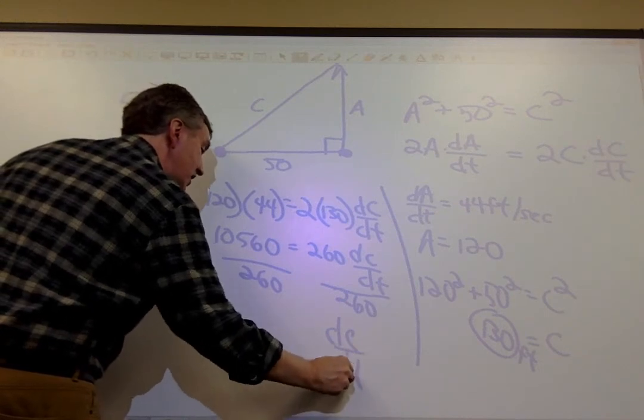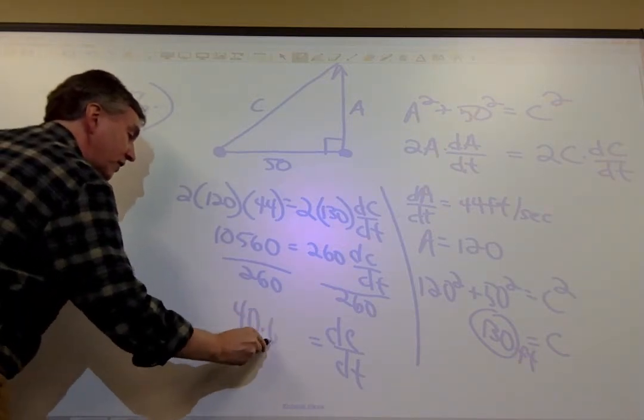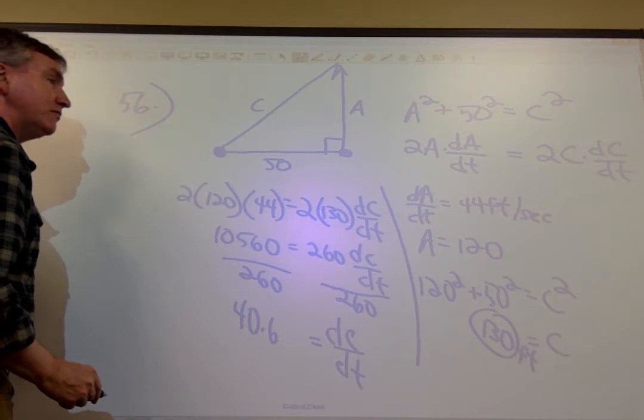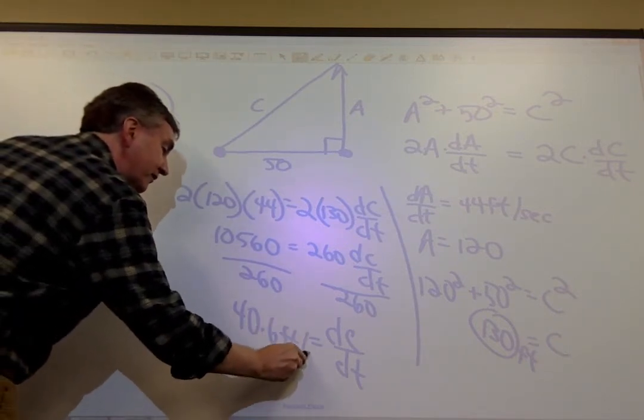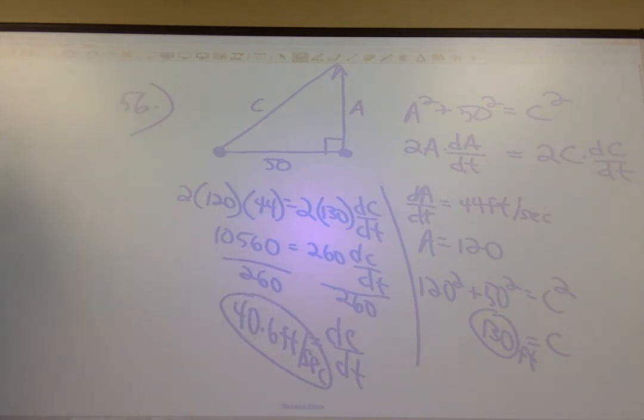dC/dt is 40.6, sounds good. And that would be in feet per second. That to me sounds like pretty good.